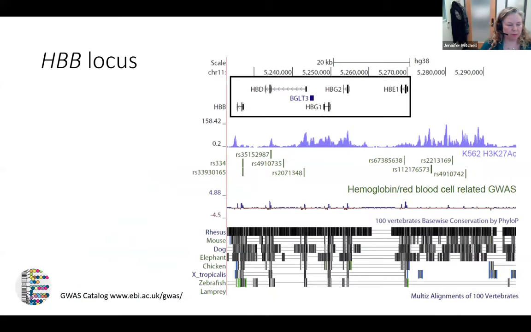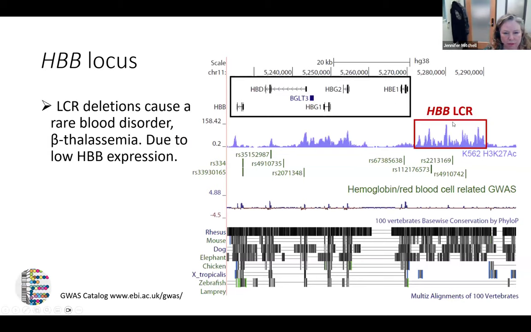Okay. So here's an example of a well-studied locus from the perspective of a distal enhancer that regulates gene expression. And this is in fact the first characterized example from the human genome of a tissue-specific enhancer that regulates gene expression. What I'm showing you here is the beta globin locus. The beta globin locus contains a number of different developmentally regulated genes. And then upstream of those beta globin genes is what's called the beta globin LCR.